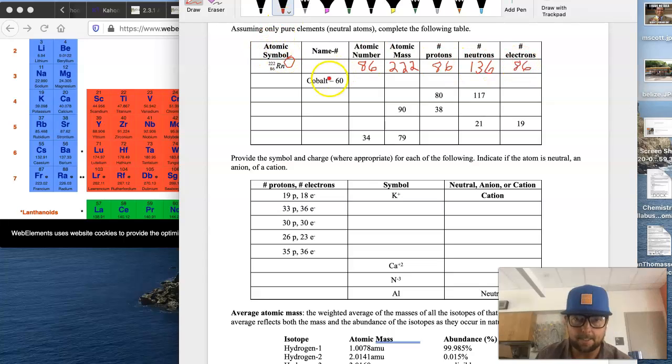To name this, we're just going to say the name of the element, which is radon. That's written on the periodic table. And then the mass of it, which is 222. Written a little bit small there.